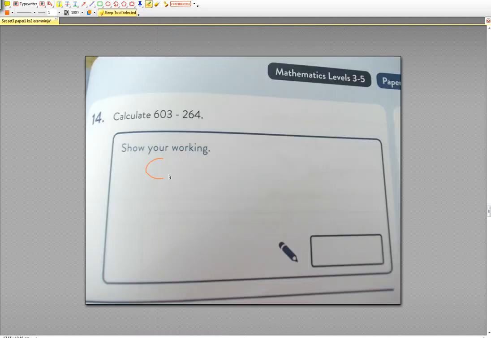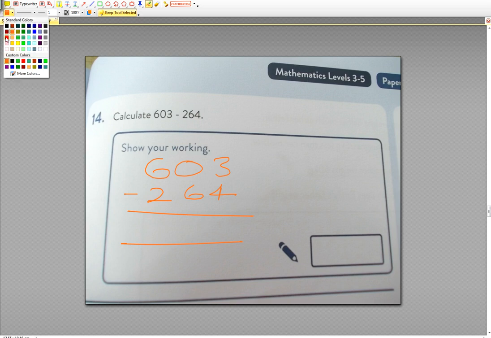Okay. Nice question here. 603 minus 264. So let's see how we do that nice and quickly. Now we always start on the right hand side. 3 take away 4. Can we do it? No. So you go to the 0. Can you borrow from the 0? No. So you've got to borrow from there. 6 becomes 5 and you give the 1 to the 0 that becomes 10. Then you borrow from the 10. The 10 becomes a 9.